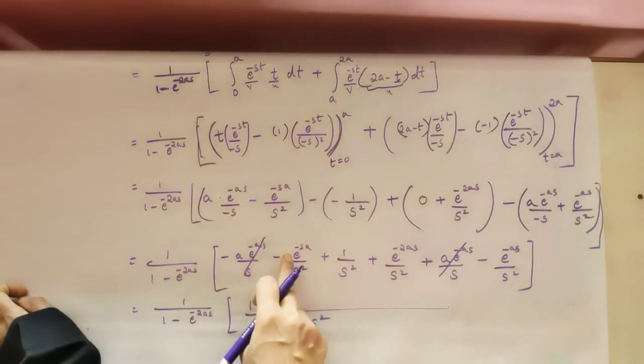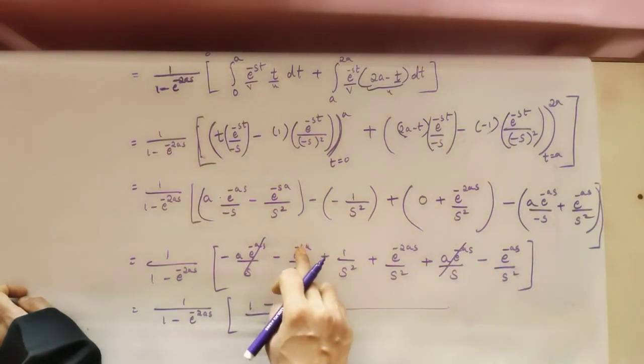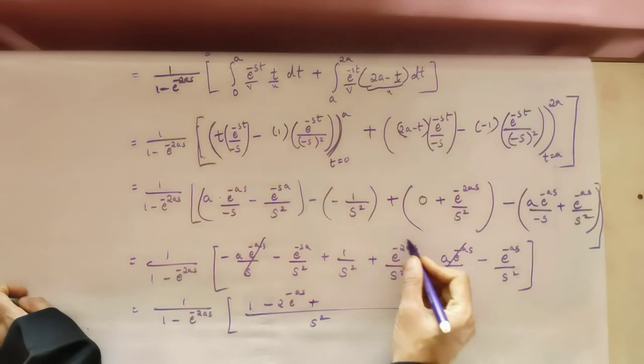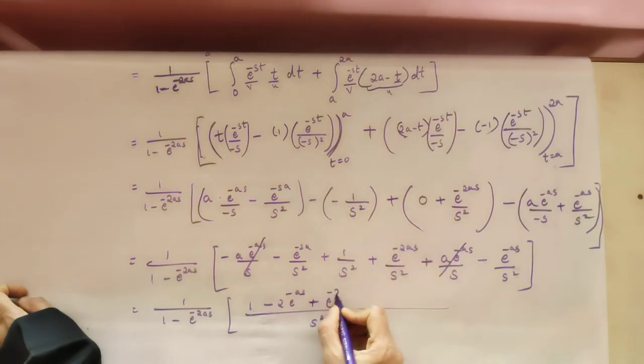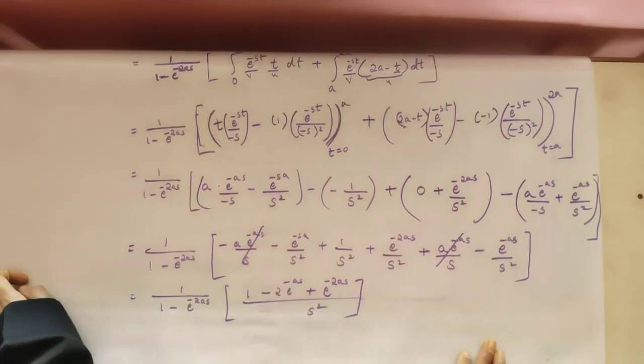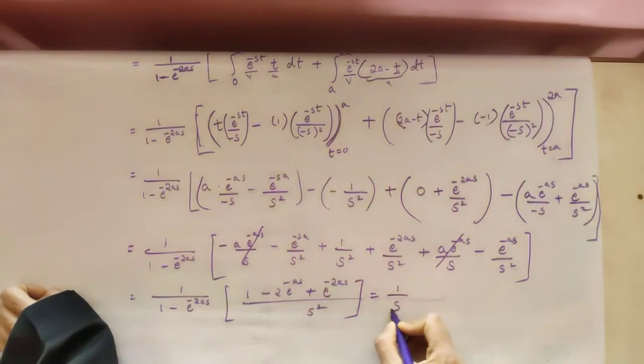Next, minus e to power minus sa minus e to power minus as or sa, both one and the same. So it becomes 2 into e to power minus as. Is it not? Plus these two terms are simplified. Only the remaining term is this e to power minus 2as. Okay, complete the bigger square bracket. Now this is equal to, I'll just sum up here only. So it is 1 divided by s square.